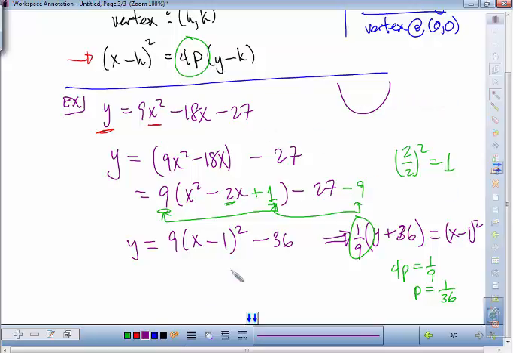Because your new center point, let's identify the center point here. Your vertex is at 1,36. Because your vertex is at 1,36, then we should expect our focus and our directrix to also shift. Right? Oh, -36, yeah. Thank you.